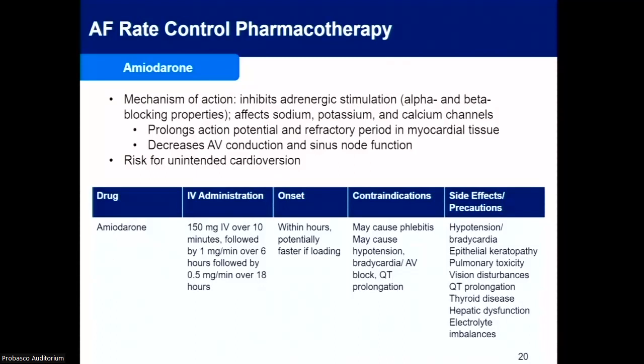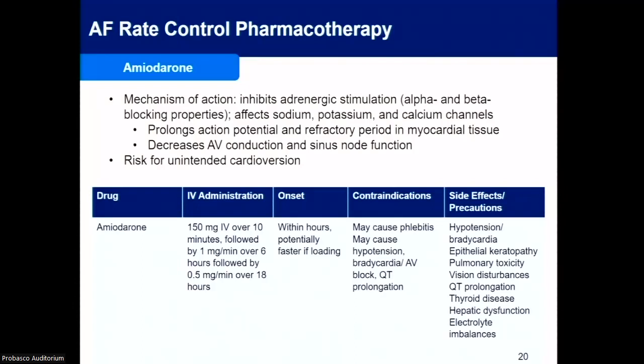And then touching on amiodarone, a mechanism of action inhibits adrenergic stimulation, and then it also affects sodium, potassium, calcium channels. So ultimately prolonging action potential and refractory period in the myocardial tissue and decreasing AV nodal conduction. With this agent, what's kind of limiting for it in the acute setting is that you can cause unintended cardioversion. And so in some specific patient populations, you want to specifically avoid cardioversion for the risk of thromboembolism.